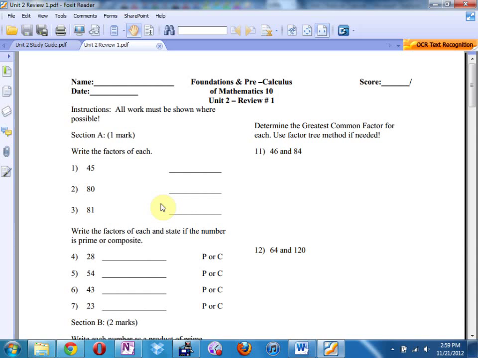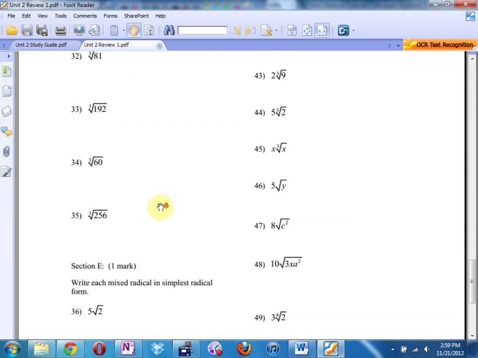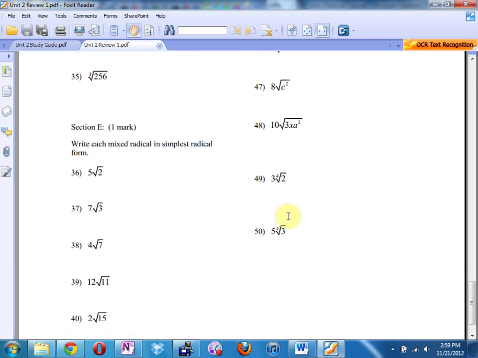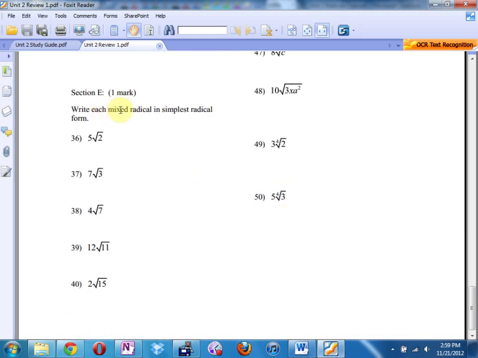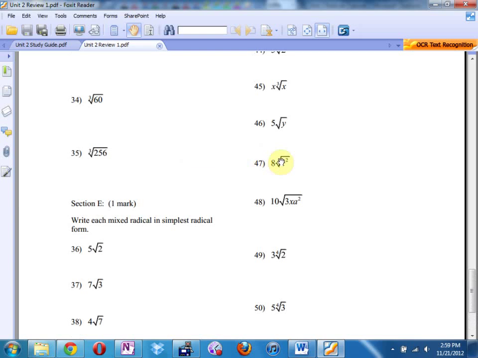Number 47. From where? On unit 2 would be number 1. This one here, number 47? Love to. This one, 8 root c squared. What are the instructions, first of all? It says, write each as a mixed radical in simplest form. Okay, I can do that.